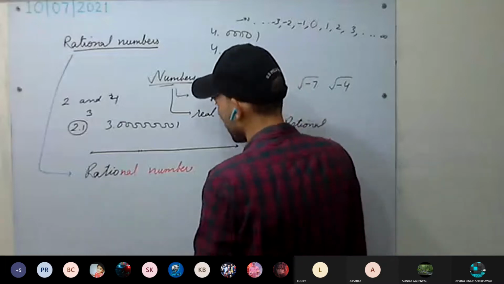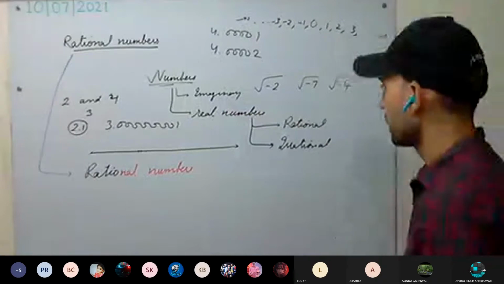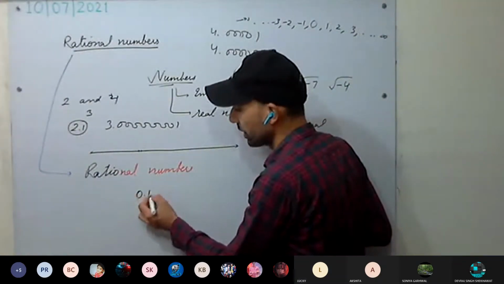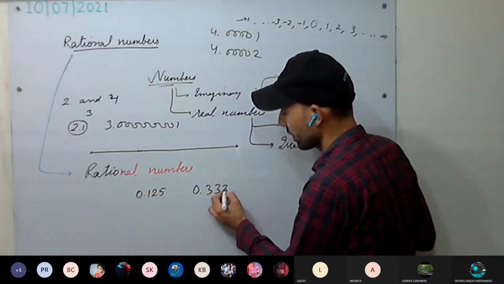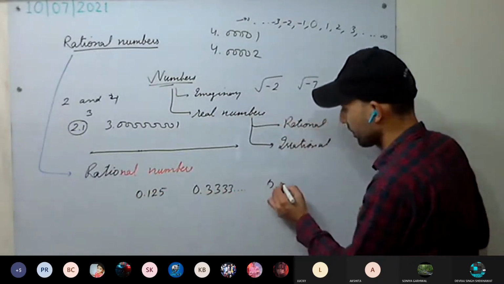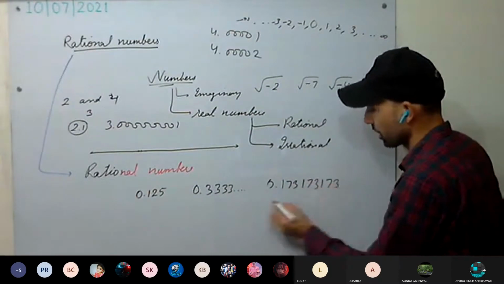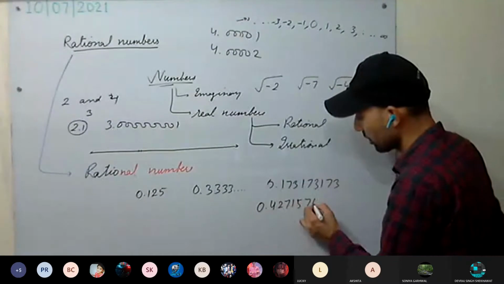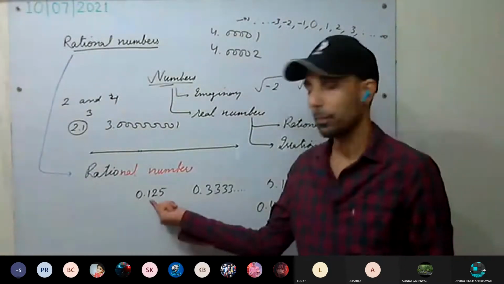Now, rational numbers you understood? Okay. If you are given a decimal number, how to define? Which decimal number is it? Is it a rational number?